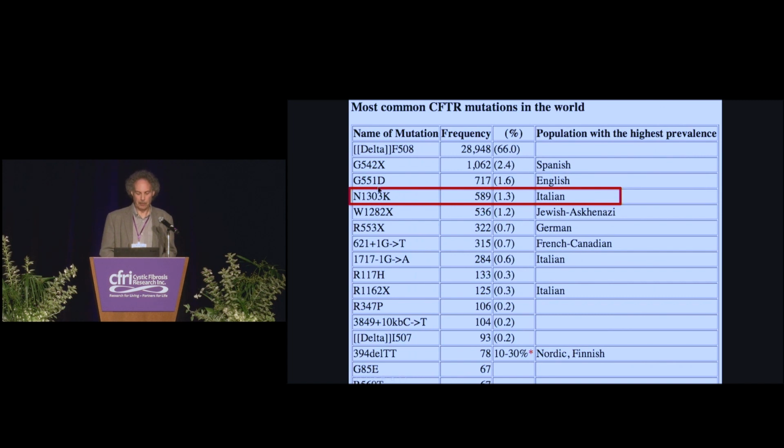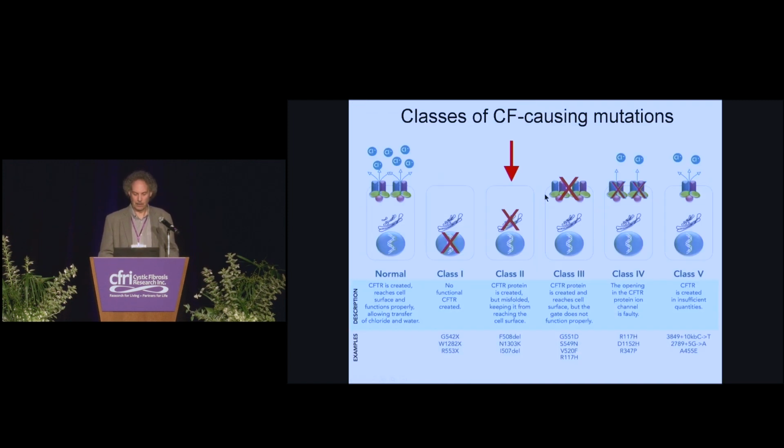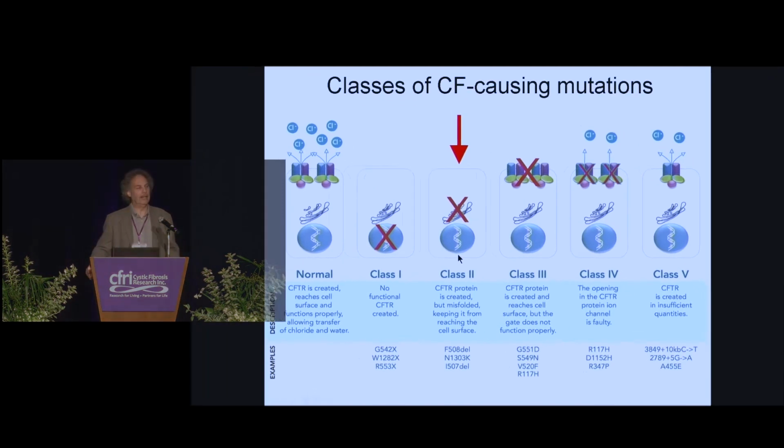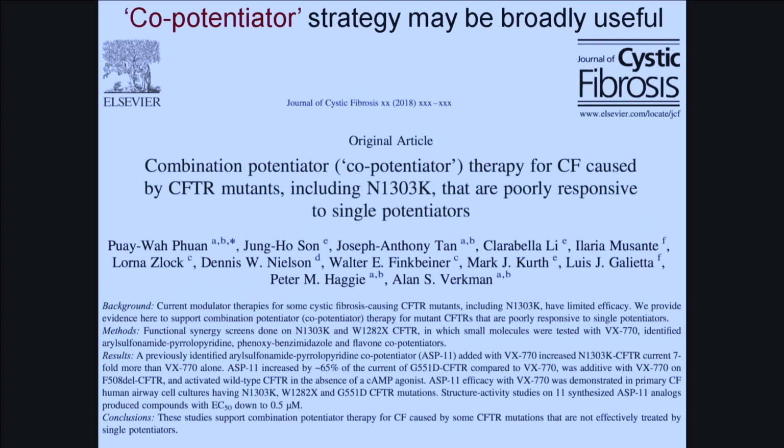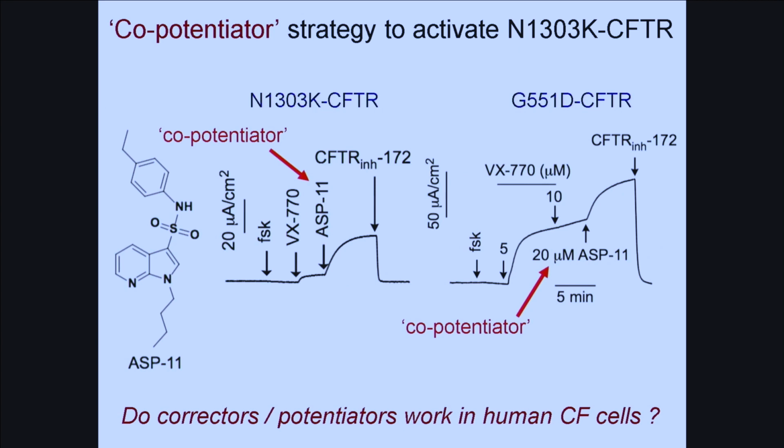The fourth most common mutation worldwide is N1303K, present primarily in the Italian population. This, like delta F508, is very poorly trafficked and gated. And unlike delta F508, it does not respond well to existing potentiators and correctors. But we found recently that a co-potentiator strategy could be useful for the 1303K. This was published last month in the Journal of Cystic Fibrosis. And this is the same kind of co-potentiator strategy we used for the 1282X.